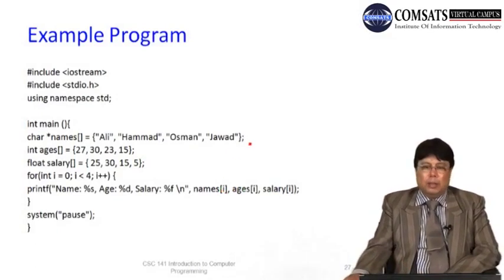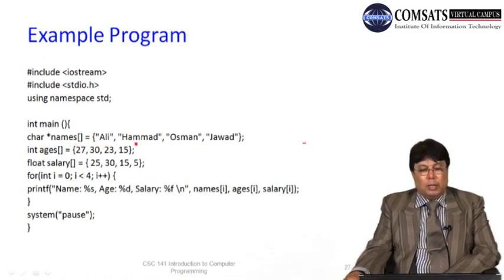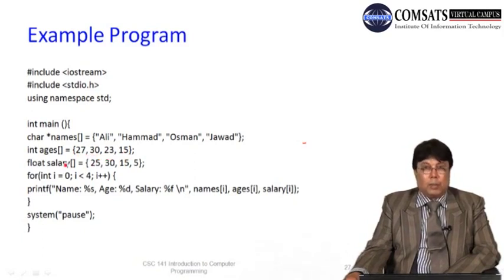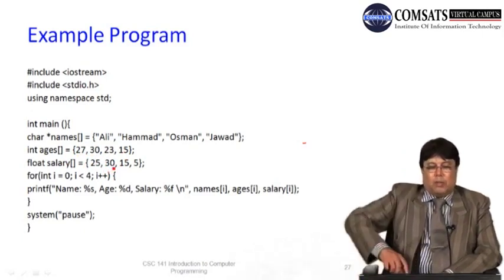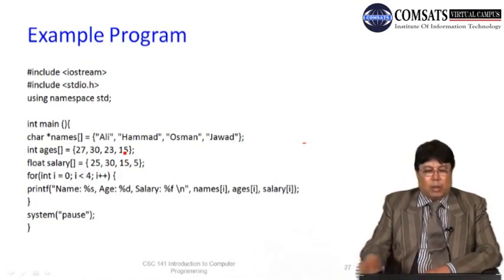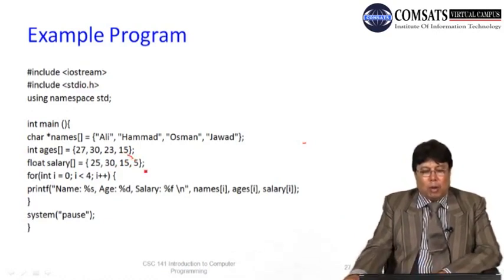A quick example that I can show it to you, that here I have defined the array of pointer, but this time I have initialized it. Ali, Hamad, Usman, Jawad, and their ages are 27, 30, 23 and 15. Okay, and their salary is 25,000, 30,000, 15,000 and maybe 5,000.